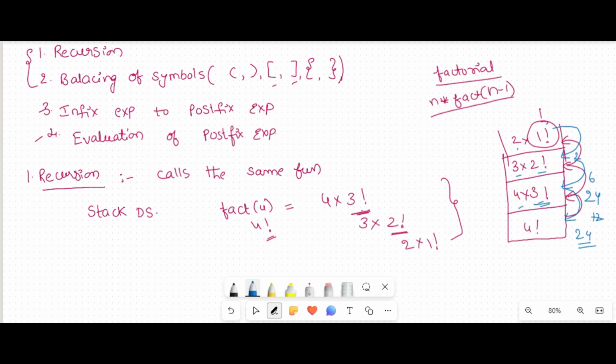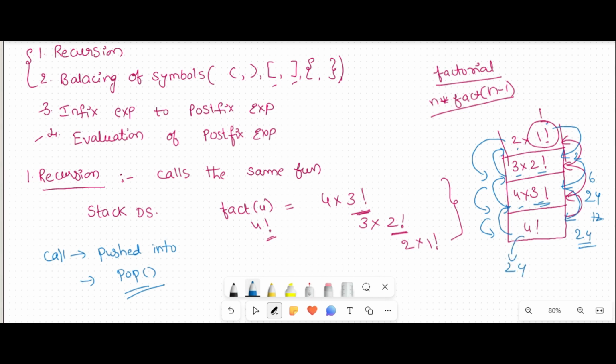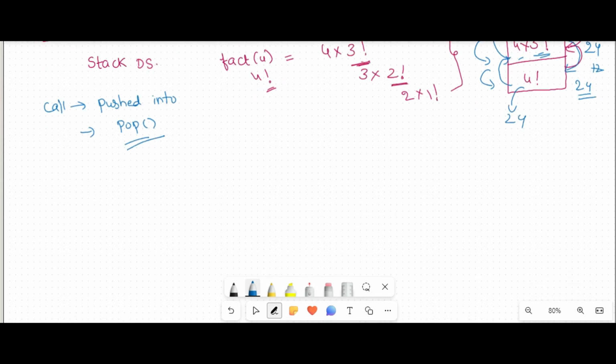So every function call is pushed into the stack. After that function's execution completes, the function is popped from the stack. Like this: 4 factorial, then 4 into 3 factorial, then 3 into 2 factorial, then 2 into 1 factorial. For 1 factorial the condition will fail, so it comes back, again comes back, again comes back. The final value is 24. Like that, the recursion concept uses a stack data structure.